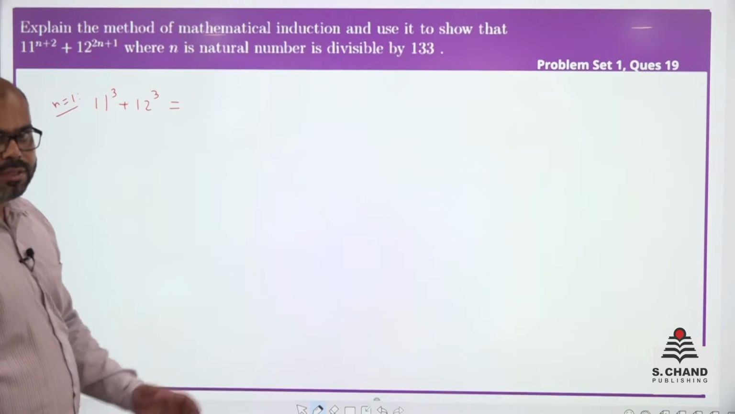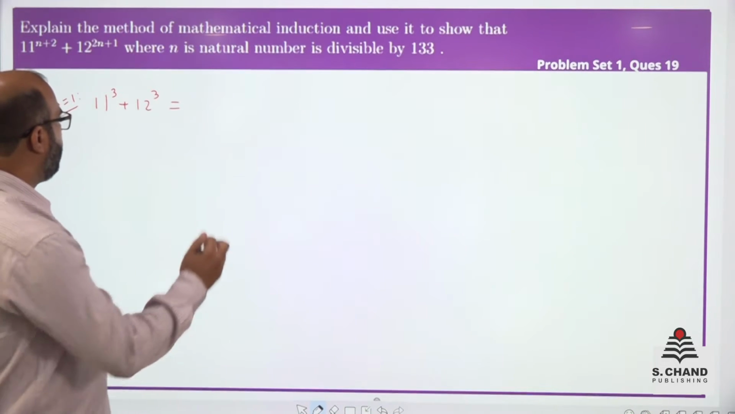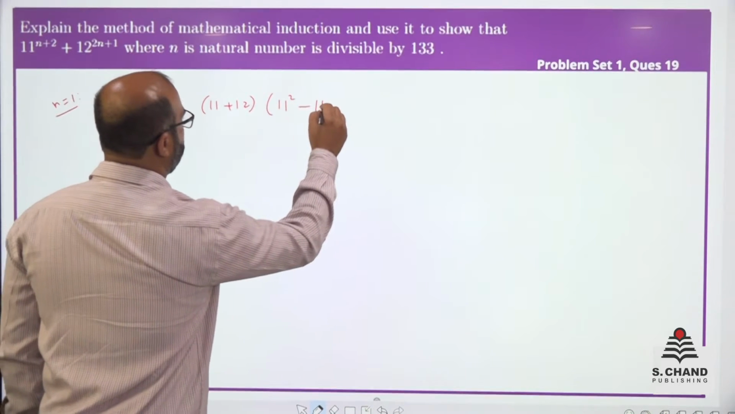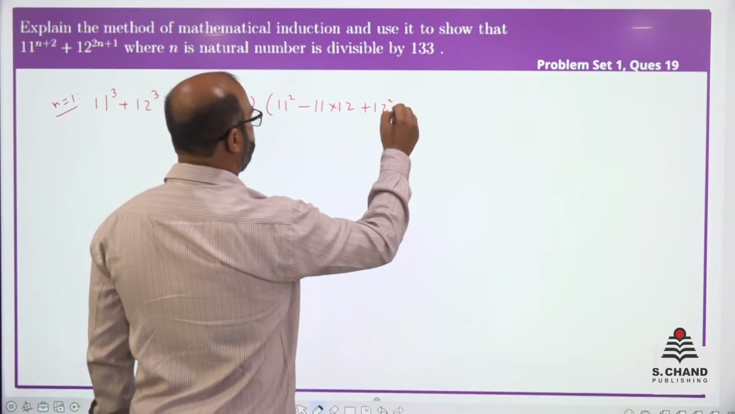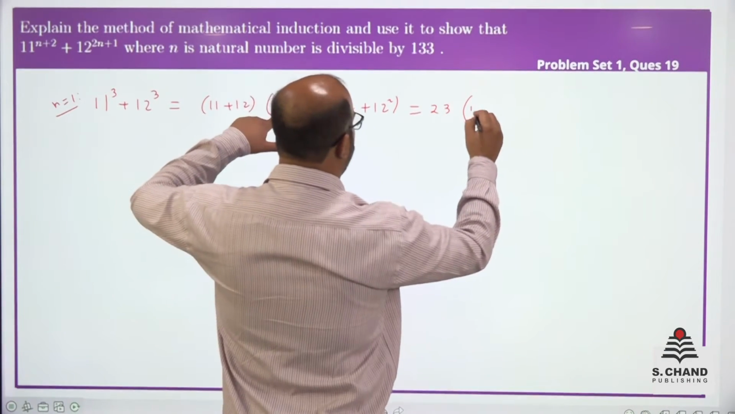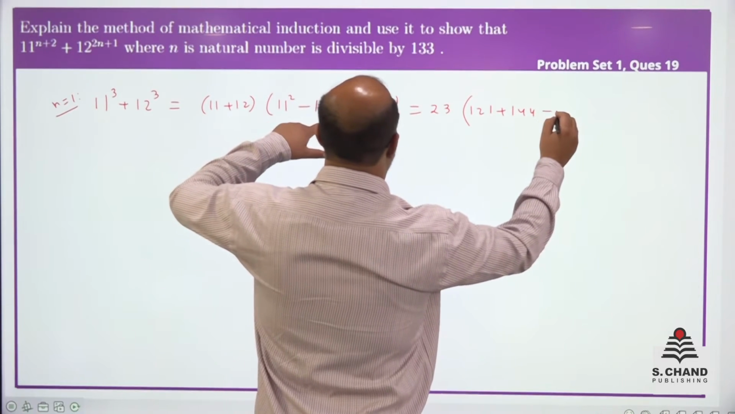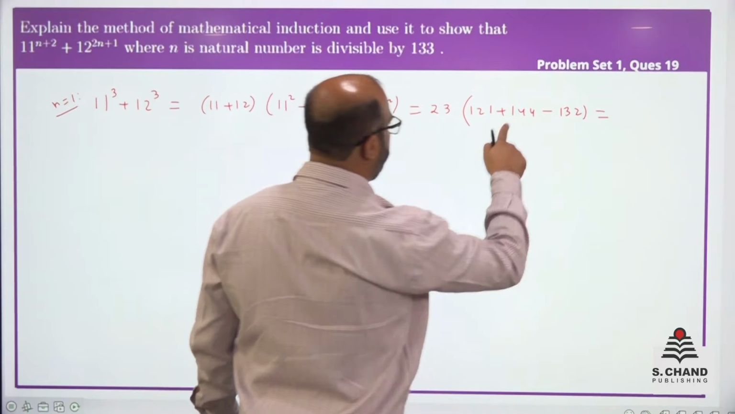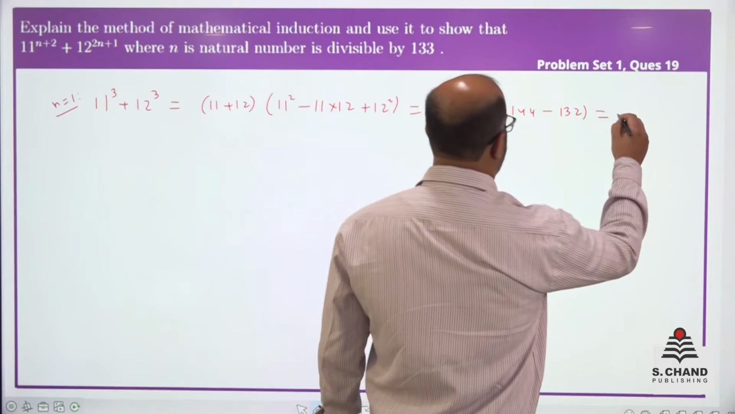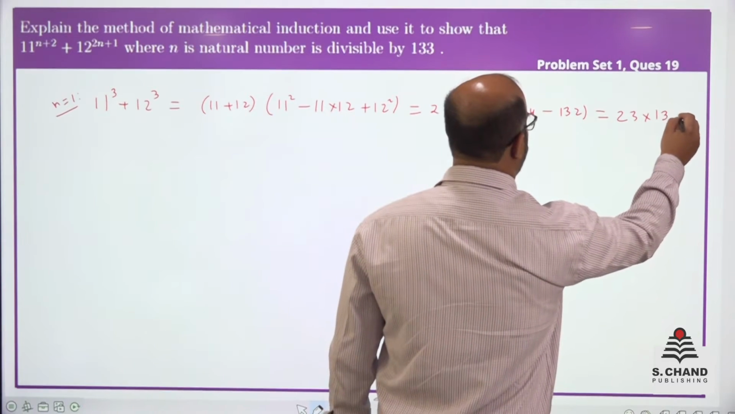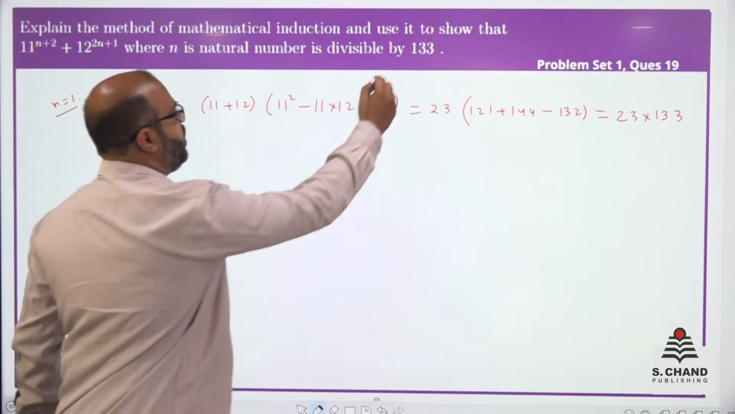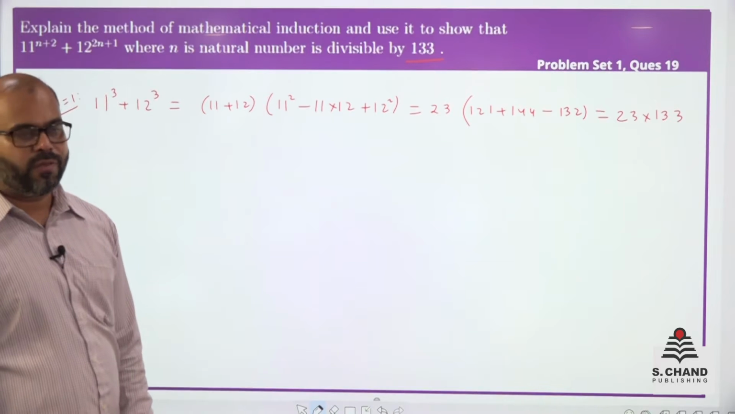So instead of calculating this whole number, let us use a formula. So this will be 11 plus 12 into 11 square minus 11 into 12 plus 12 square. This will be 11 plus 12, 23, and this will be 121 plus 144 minus 132. So this value will be 265 minus 132, that is 133. So 23 into 133. Is this divisible by 133? Yes, this is divisible by 133 because it is a multiple of 133.